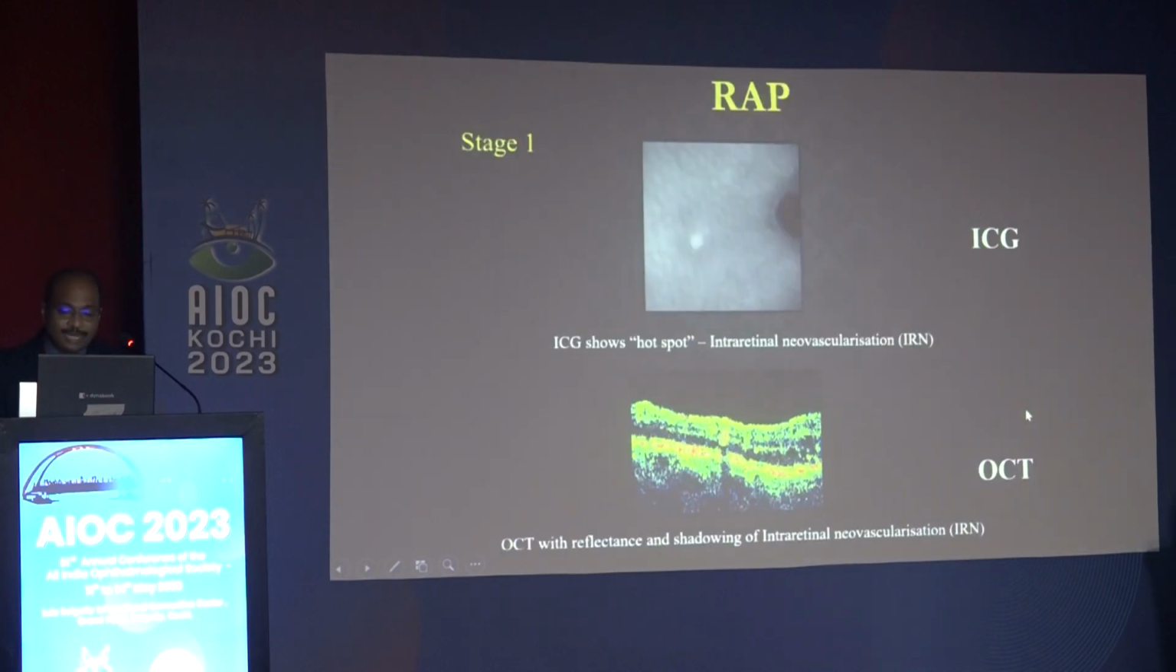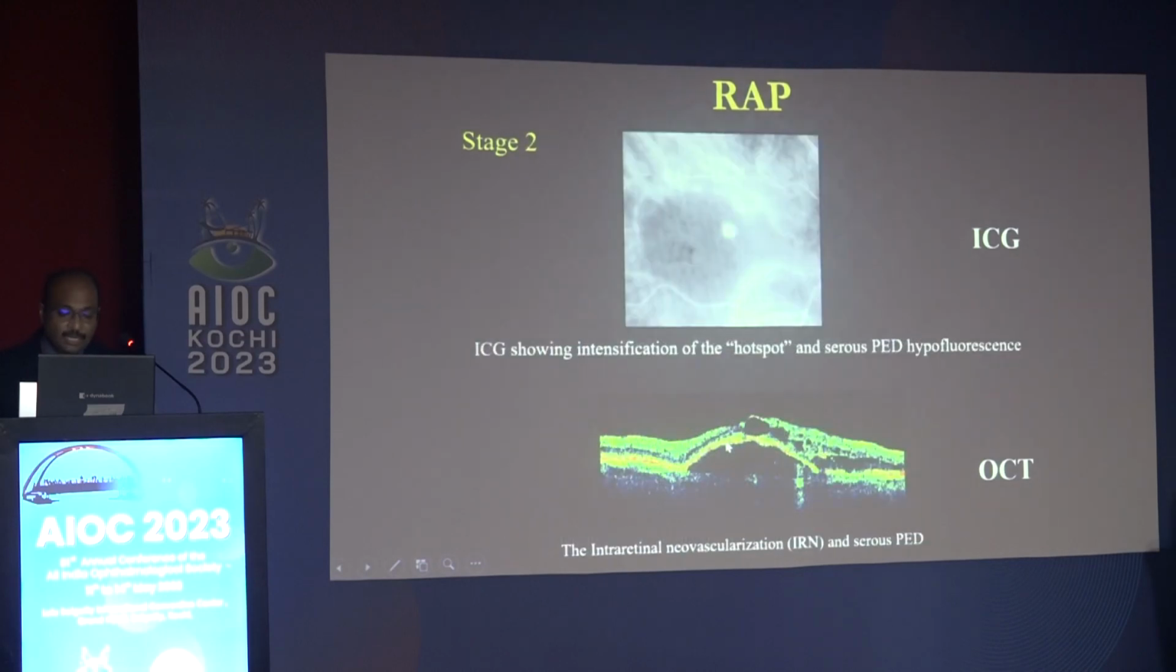An example of a RAP lesion. RAP has different stages. This is an ICG showing the hotspot with intraretinal neovascularization, and this is seen on the OCT here. These are old images, and this is stage 2, where the ICG shows intensification of this hotspot and serous PED hypofluorescence. On the OCT, you see this bump out there and the intraretinal fluid out here.